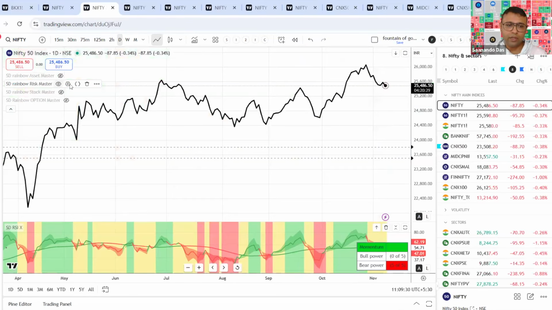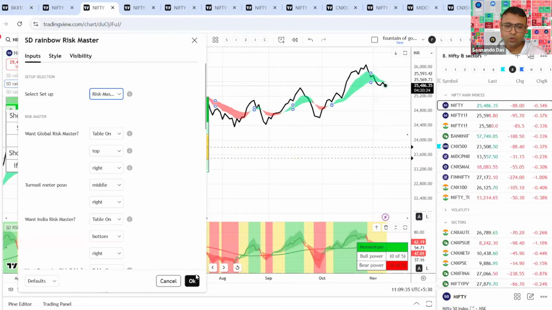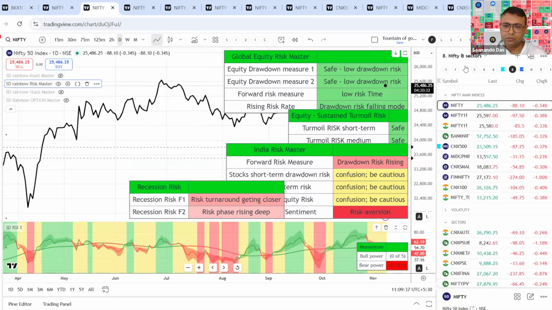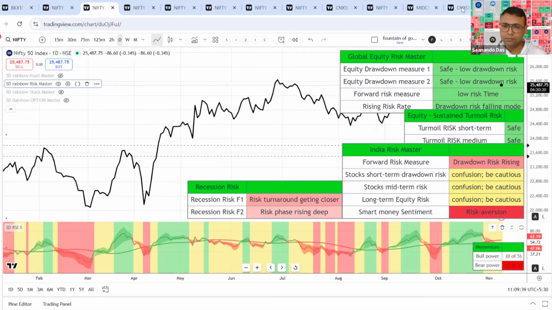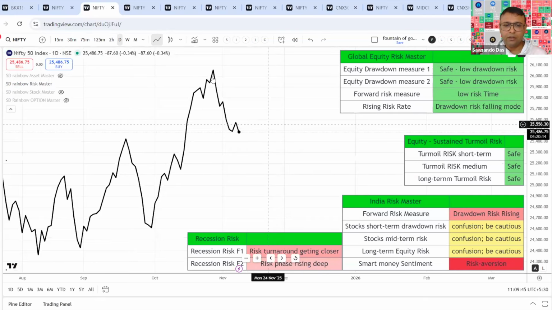Once again, I'll have to do the adjustment on this chart. Choose the risk master. And now in the daily chart with the Dow structure, you can see that the market is turning bearish. We are having lower high and lower low. So it is clear from the daily line chart that the equity market's main index Nifty 50 is no longer that bullish.